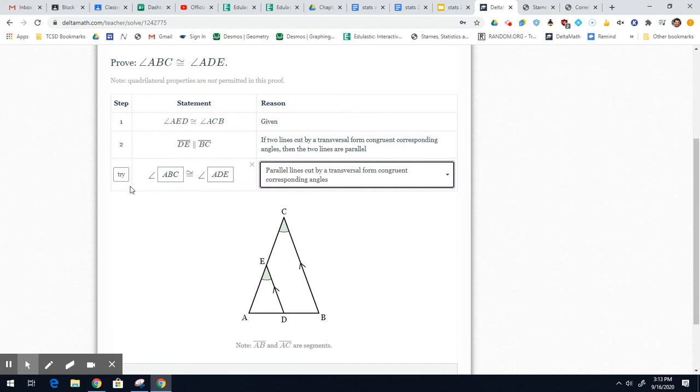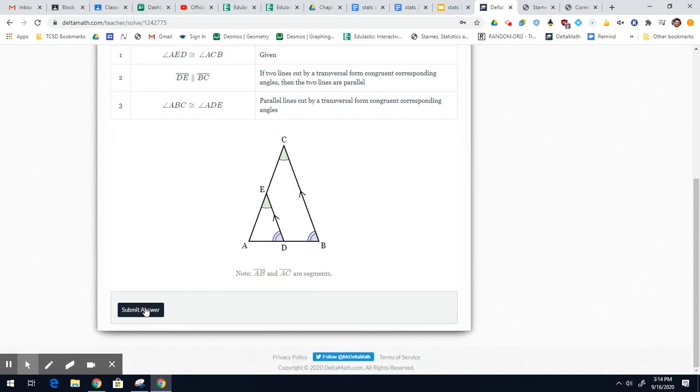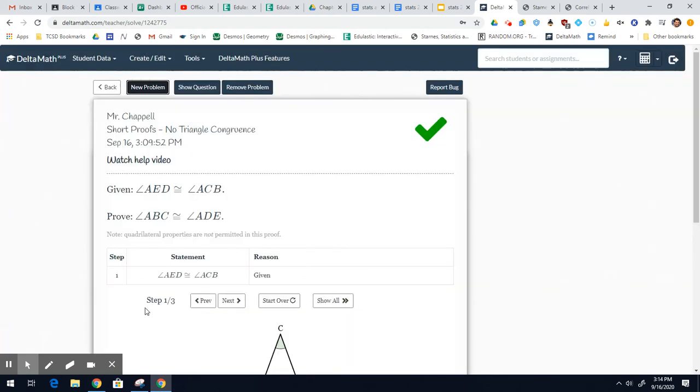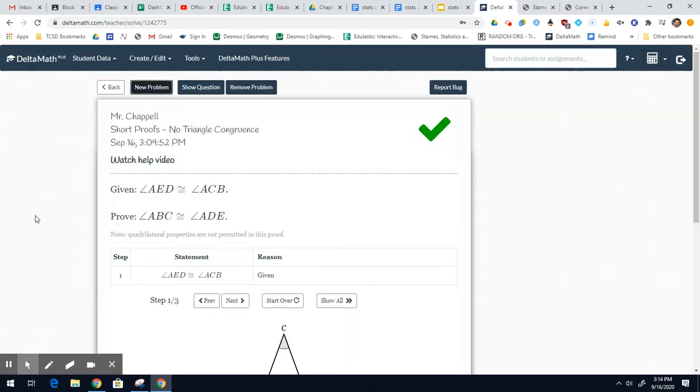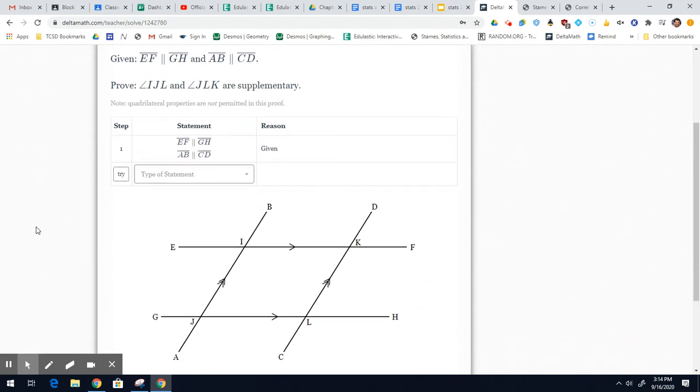Boom. Try it. And notice you see the green check mark. I am done. So I submit this. Loving those green check marks. All right, I'm going to do a second problem here momentarily. All right, so let's take a look at this proof now.